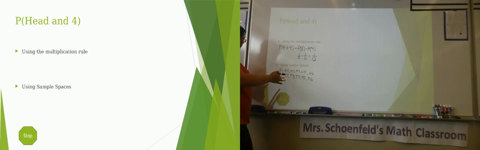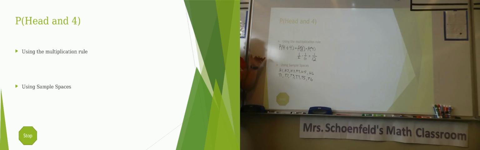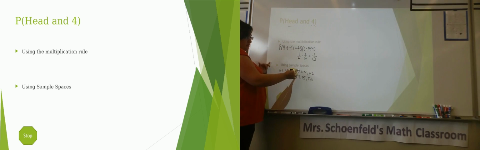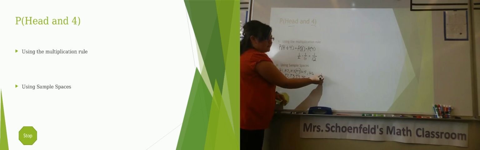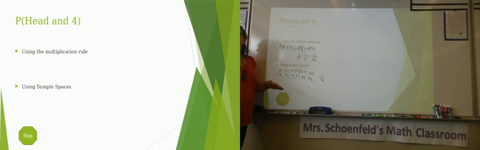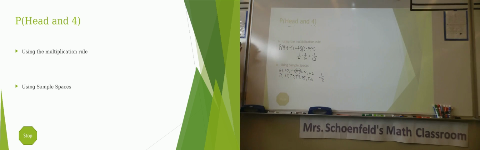Okay, I had 12 total options after I got them all listed. How many of those were a heads and a 4? Just that one out of 12. So I still just had 1 out of 12. If you ever get lost, you really can just write out all of the possibilities. That is always an option. Sometimes it's a really long option, but it's still there. Using the multiplication rule is just that easy way to do it.